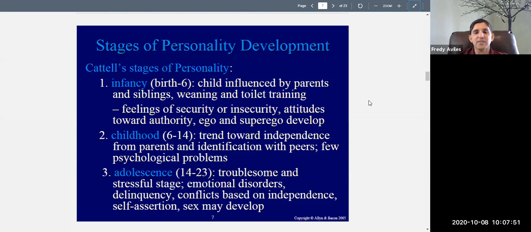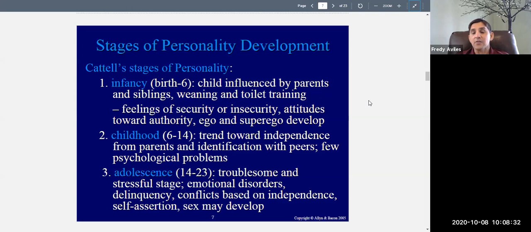So there's a trend, more a trend toward independence, right? More wanting to be with other people, hang out with peers, play with people like you, less with parents. They'll still play with their parents, but they want to be more with people who are like themselves, right? So growing independence from parents and identification with peers. Few psychological problems, more identification with peers, especially when you get to become a teenager, 12, 13, 14. I mean, there you're practically an adolescent, and children have a very strong need to just be with others who are like them.